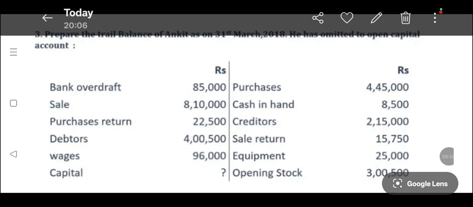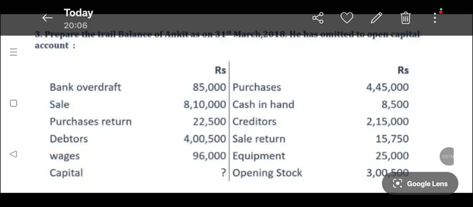Cash in hand means cash account, debit side of trial balance because it is an asset. And why purchase account debit? Because it is an expense. Creditors 2,15,000 is a liability, credit side of the trial balance. Sales return is a loss and of opposite nature to sales account, so it will be on the debit side. Equipment account is an asset, debit side. Opening stock, asset, usually debit side of trial balance.